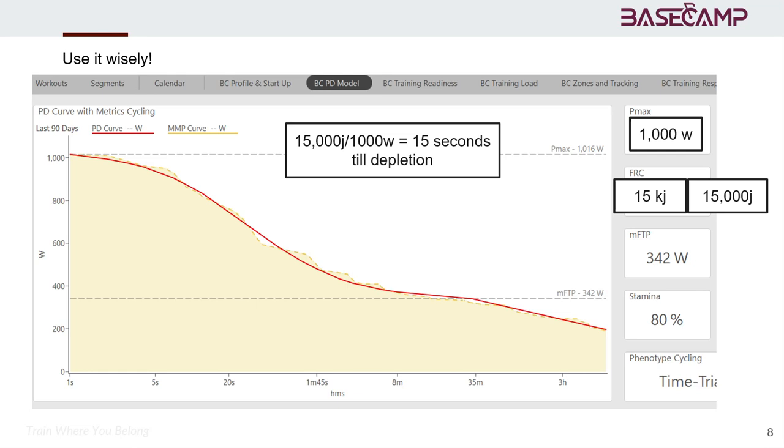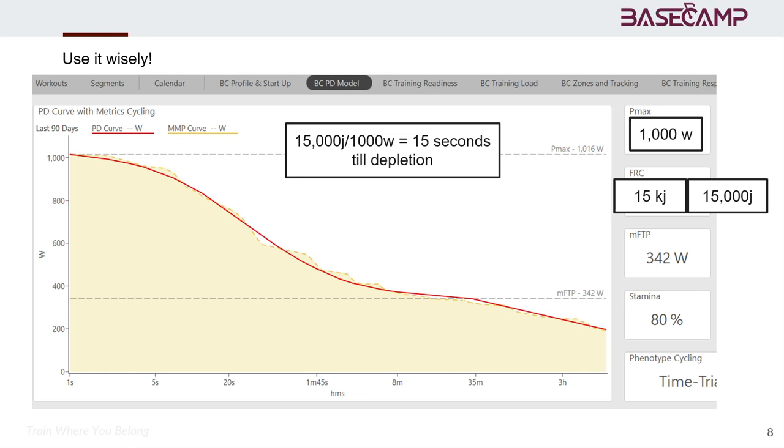You could do this math for every one of your athletes because Pmax is the maximum burn rate, and this is the size of the battery. So all we're doing is tracking the maximum burn rate. 1,000 watts is 1,000 joules per second, same thing. And the reality is at 15,000, 15 seconds is the end number. So the math is easy.